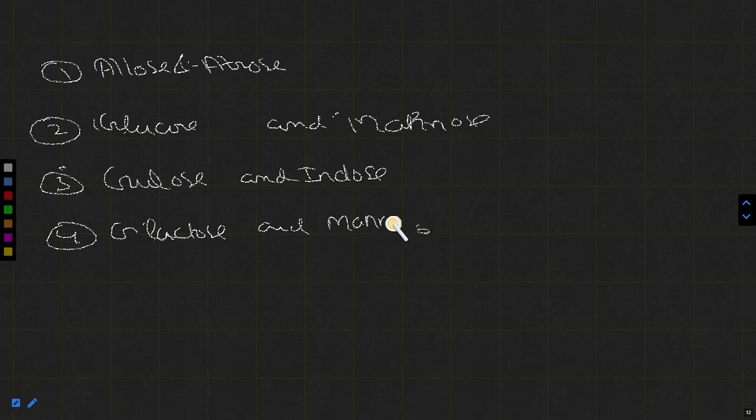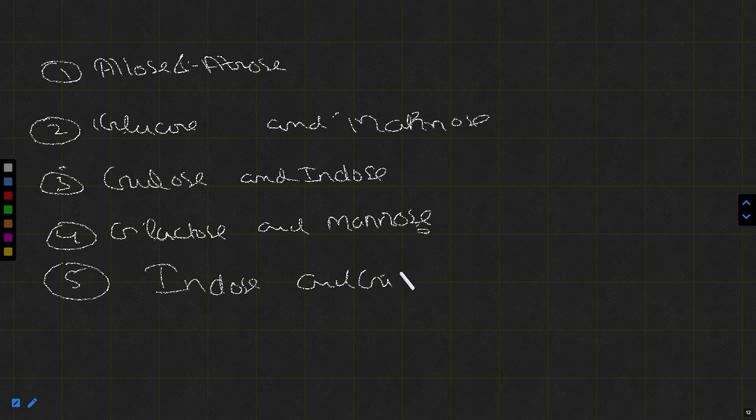Got it? Similarly, we can have idose and gulose. So all of these have the same osazone formation. Means two carbohydrates which have different configuration only at the C2 carbon, and the rest of the carbons having the same configuration, will give the same osazone. Okay, clear? Because in osazone formation we change the configuration of the second carbon to C double bond N.